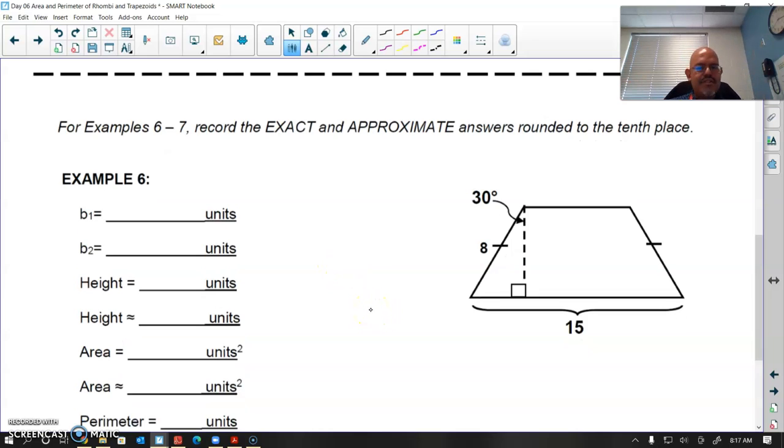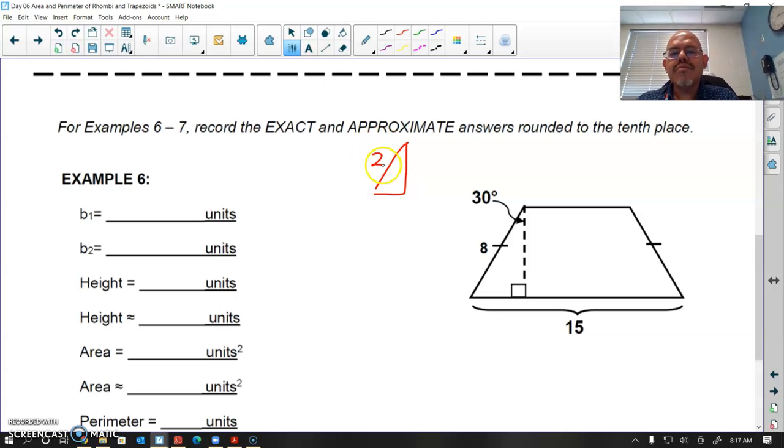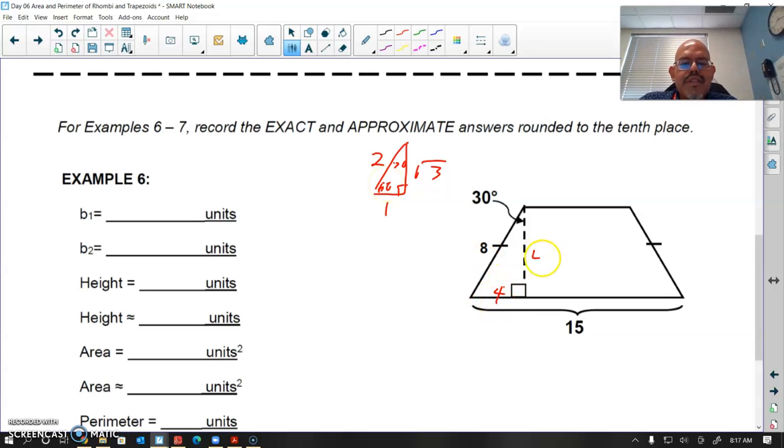Now here we can just do everything. So first off, this is a 30, 60, 90 triangle. Okay, well, let's go ahead and do this. So this is 2, 1, square root 3. So this is going to be 8 divided by 2, which is 4. And this is going to be 4 times the square root of 3. Okay, so we got the height. Our height is 4 square root 3.